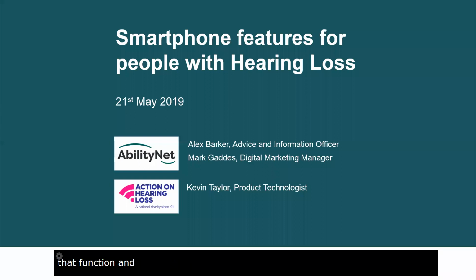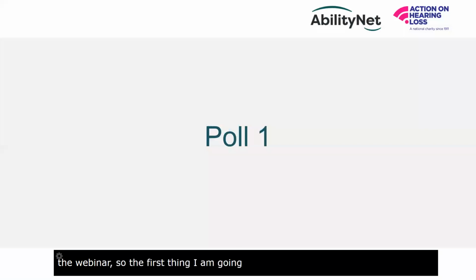So what I'm going to do is test the functioning of the webinar. The first thing I'm going to do is launch a poll. So I'm going to ask Alex just to move to the next slide. We're just going to do a quick poll. We want to find out who's attending this webinar and who you're attending this webinar on behalf of. And we also want to find out whether people are aware of the accessibility features in their smartphone that help people with hearing loss. Now, depending on what device you're on and how you're joining us, you may not see the poll.